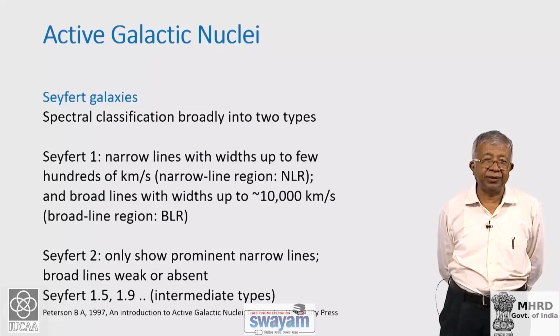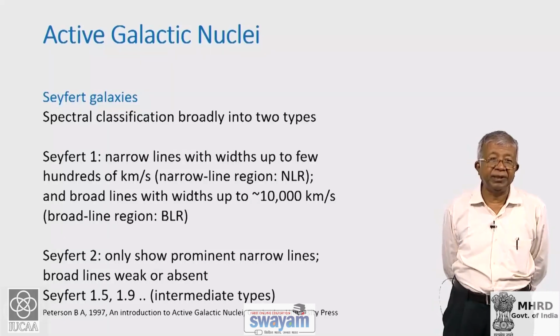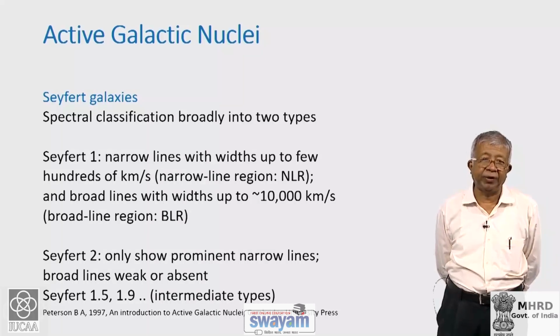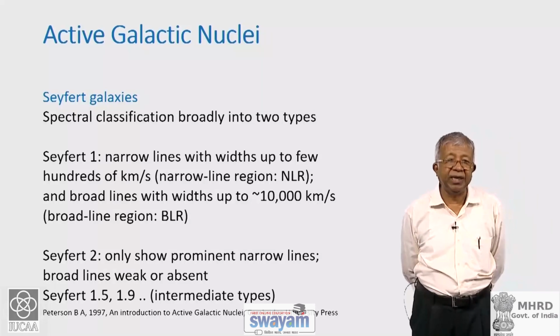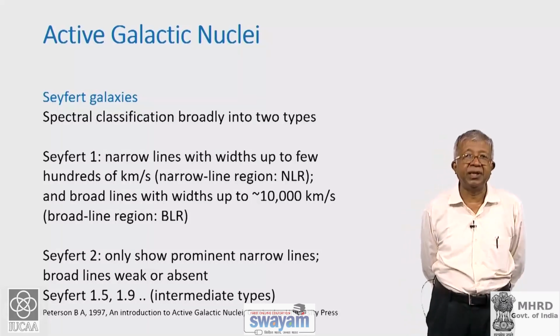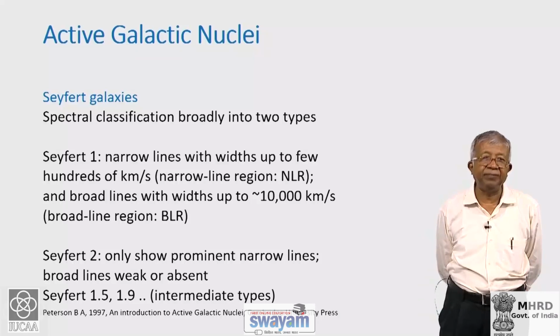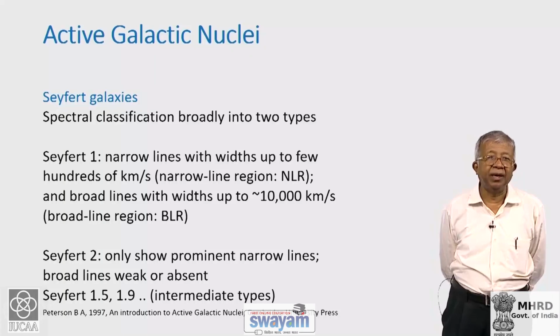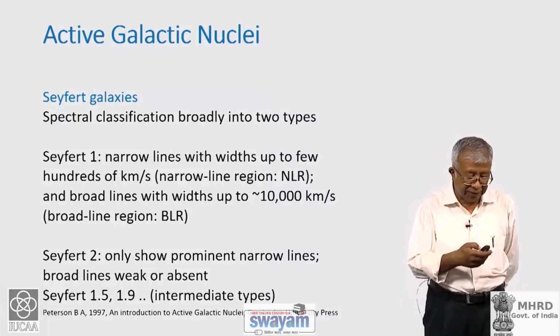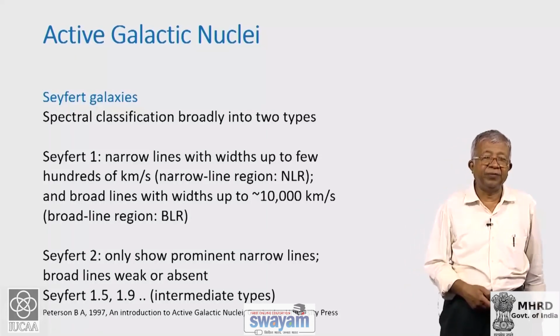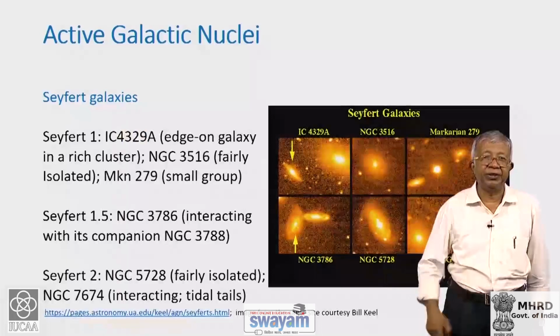And the other category, Seyfert 2, only shows the prominent narrow lines. Broad lines are weak or absent. So these were the initial two broad categories, but with more detailed, high resolution spectra, various subcategories, 1.2, 1.5, 1.9, the intermediate types, have been classified by astronomers. As you go to 1.9, these are closer to 2, and 1.2 would be closer to 1. But for this set of lectures, we'll largely focus on just Seyfert 1 and Seyfert 2 galaxies. And these are, as I said earlier, referred to as type 1 or type 2 AGN.